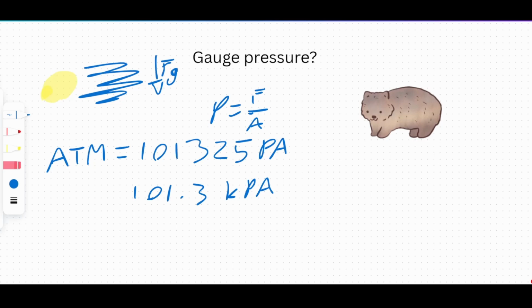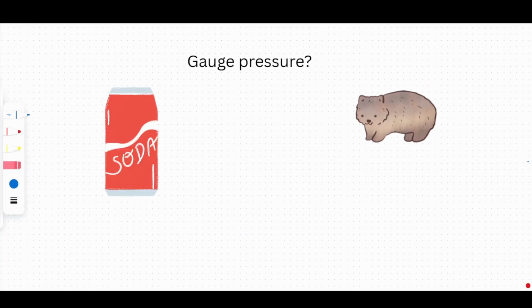The reason we need to know this for gauge pressure is that gauge pressure is equal to the difference between the total pressure of a system, minus the surrounding atmospheric pressure. Let's do an example to understand. Right here, we have a very awesome can of soda.